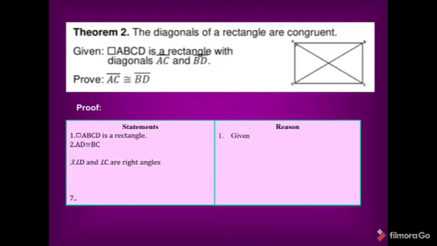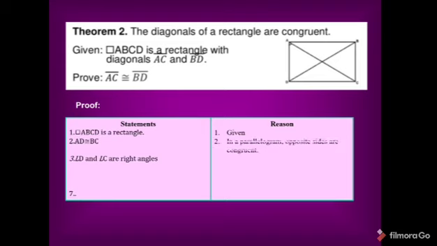That is because in a parallelogram, opposite sides are congruent. So remember that one. Take note of this. Statement number 3, angle D and angle C are right angles because a rectangle has 4 right angles.